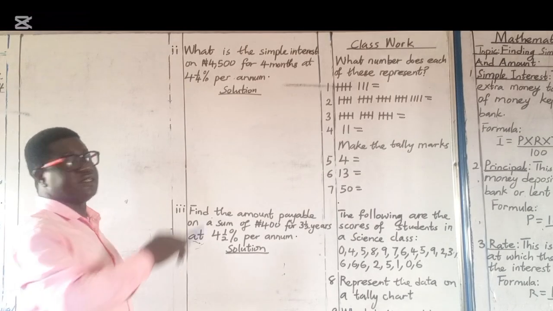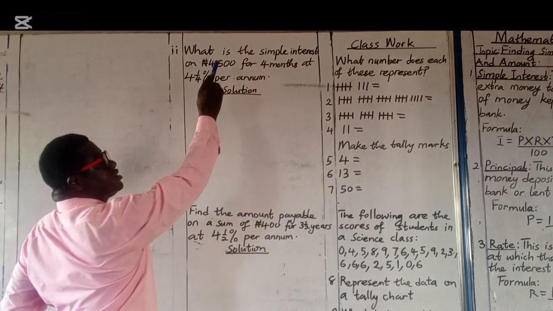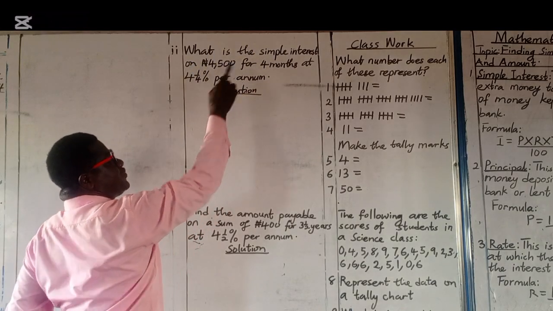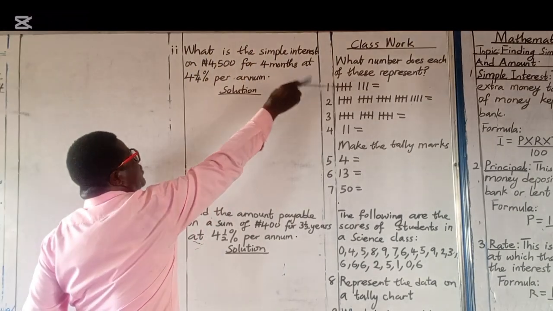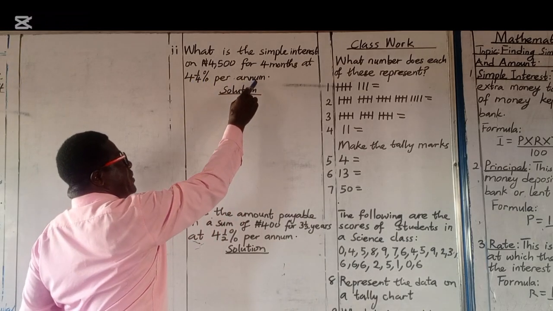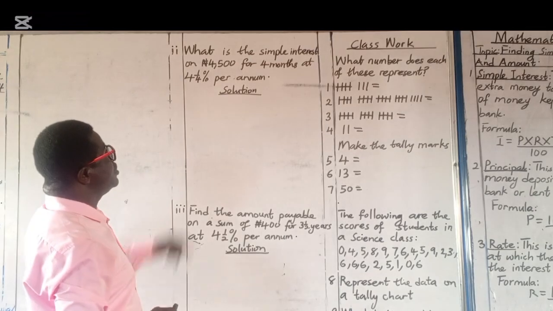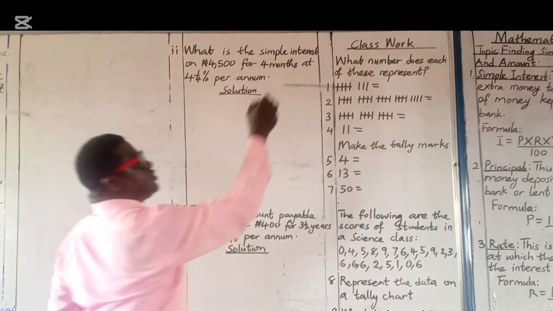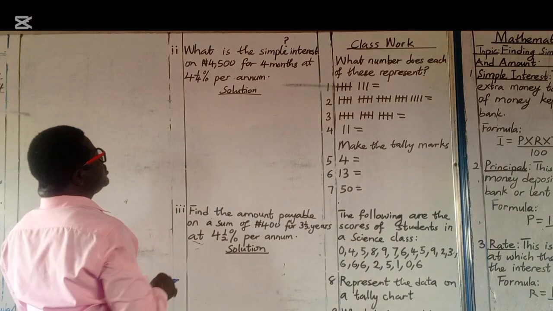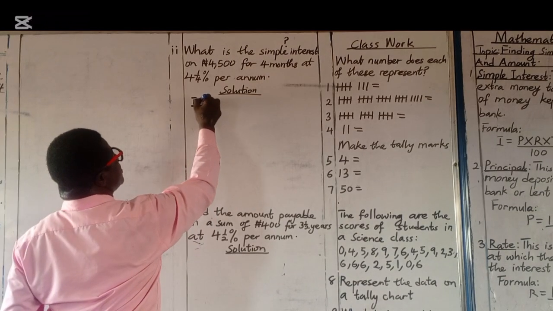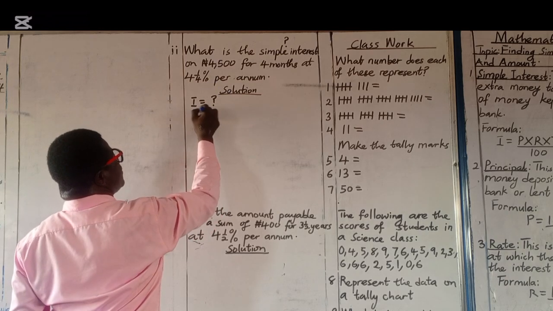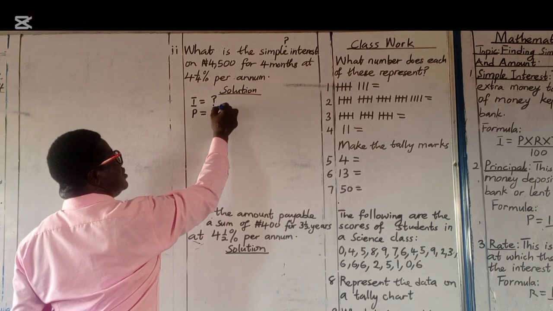Now let's take a look at the next question. The next question says, what is the simple interest on 4,500 naira for 4 months at 4.25% per annum? Solution. They are asking for simple interest. So interest is what we are looking for on 4,500. So our principal will be 4,500.